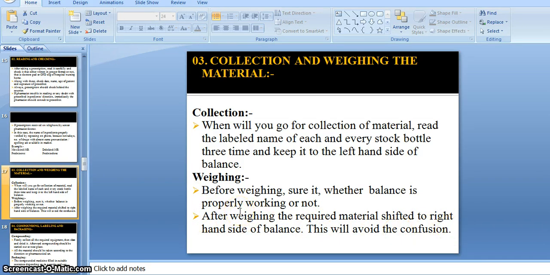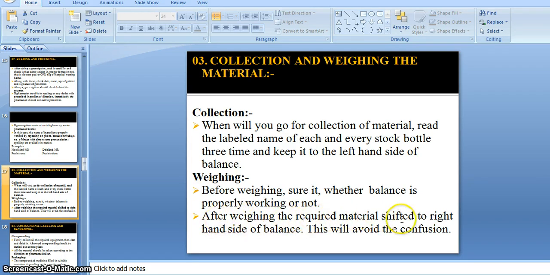Means after collection, whenever the pharmacist goes for weighing, he must check whether the balance is properly working or not. It is actually the main thing which the pharmacist should check properly. Then after properly checking the weighing balance, weighing will be started.